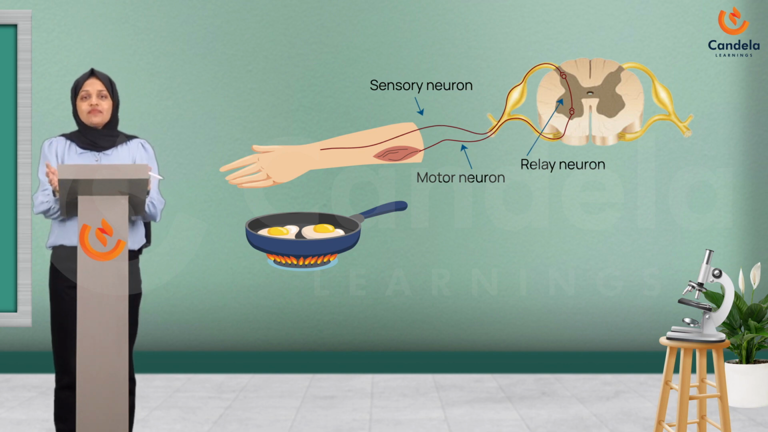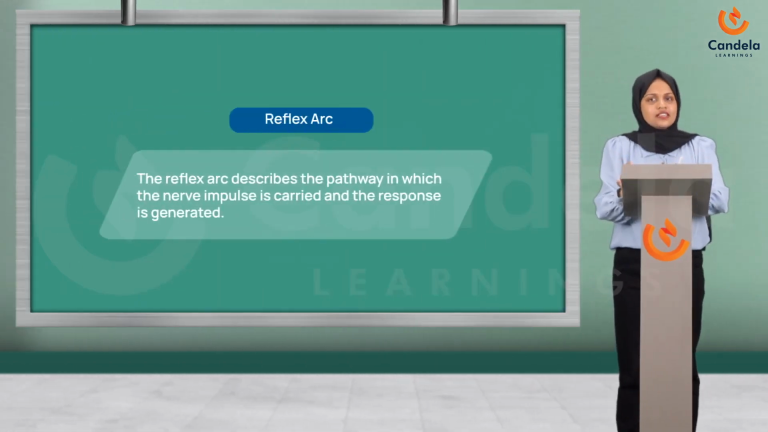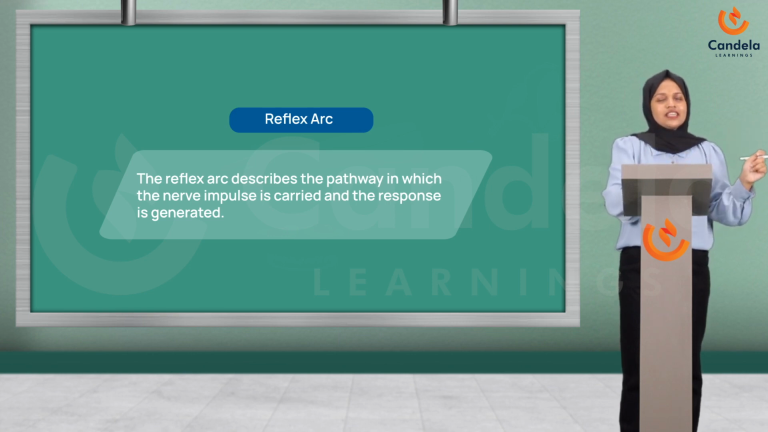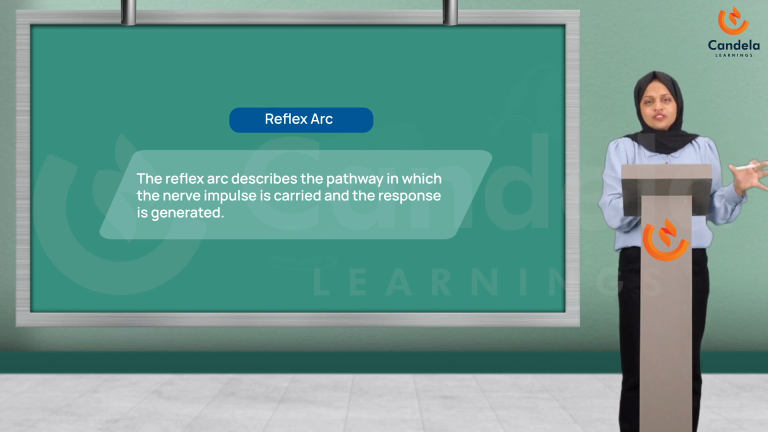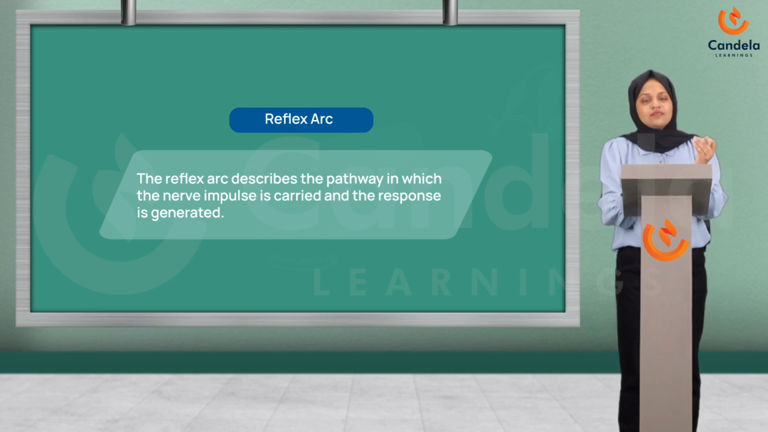So while talking about reflex action, you should definitely know what a reflex arc is. Now, what is a reflex arc, children? The pathway through which the information or the impulse passes is known as the reflex arc. That is, the information goes from the sensory neuron, then it goes to the relay neuron, and finally it goes to the motor neuron, right? So that pathway is known as the reflex arc. So how can you describe a reflex arc? A reflex arc describes the pathway in which the nerve impulse is carried and the response is generated.